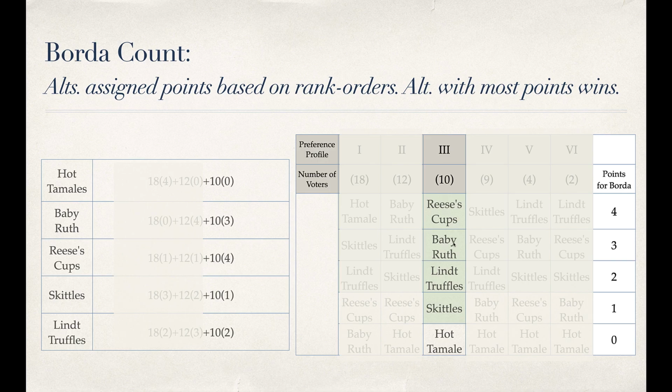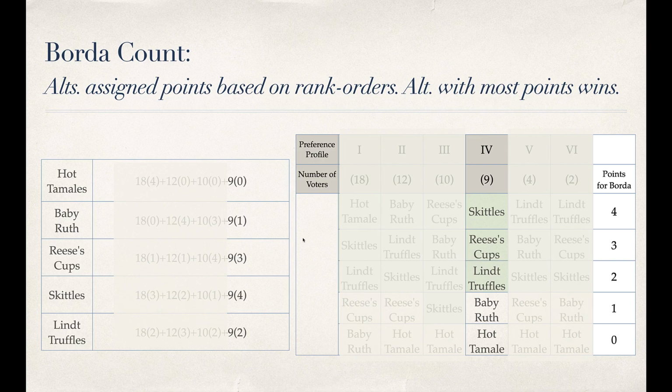All right. Next group, group number 3, they're going to give Reese's Cups 4 points. They're going to give Baby Ruth 3 points. They're going to give Lindt Truffles 2 points, and those 10 voters are going to give Skittles 1 point right here, and they're going to give Hot Tamales no points right here at the top. So just again, to reiterate this, that means this group of 10 overall give Baby Ruth 30 points. All right, so when we go to add these up, we'll do this multiplication first, just following the standard old order of operations.